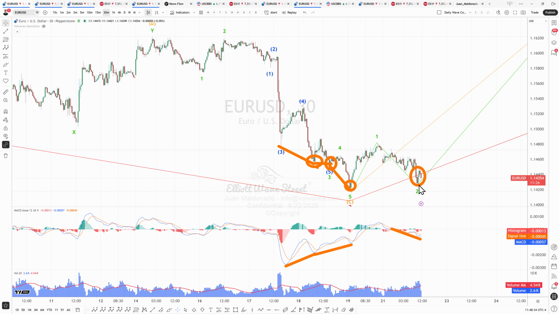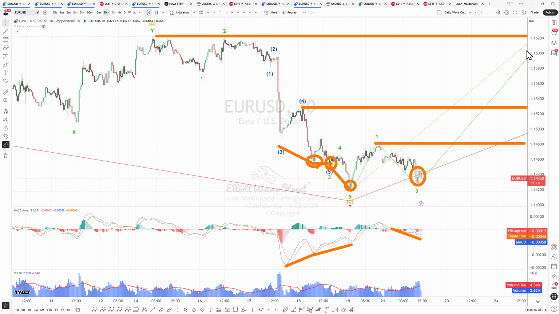We have this as the next buying point, where the target for the week is going to be 114.80, 115.20, and then if everything goes well, we can reach the 116.20. From this area, we're expecting that wave 3.